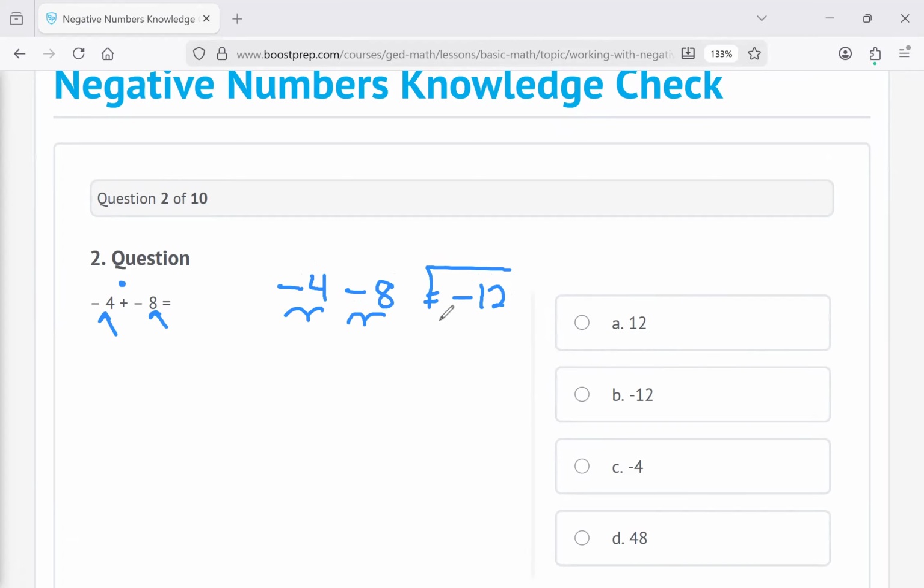Yes, -12. See? Now, you could put this in the calculator if you're not sure. So the correct answer is -12.